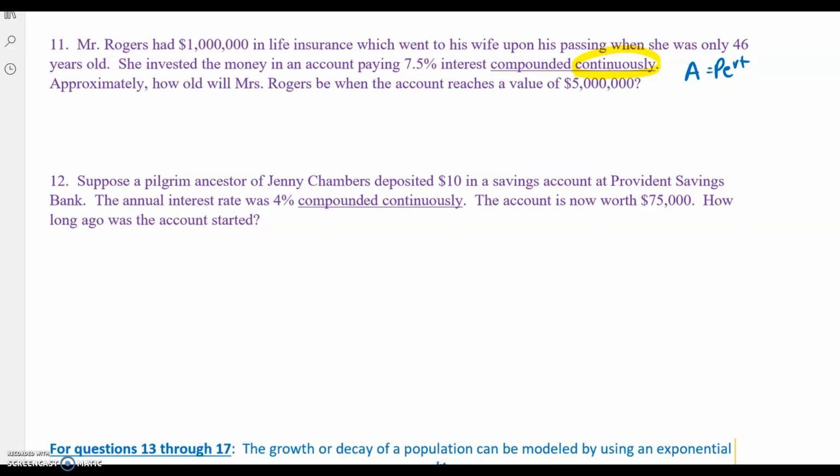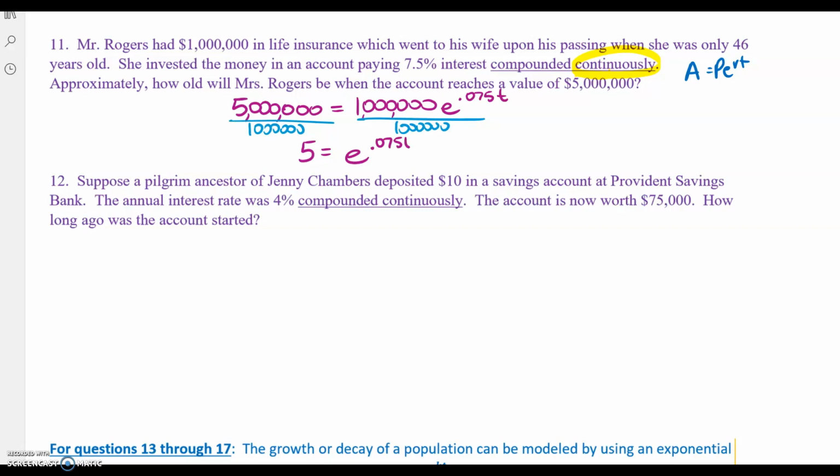Approximately how old will Mrs. Rogers be when the account reaches a value of $5 million? So our final amount here is $5 million. One more zero. And our starting amount was $1 million. Our interest rate is 7.5%, which we will represent as 0.075, and we want to solve that for t. So to solve this for t, I'm going to divide both sides by a million. And that gives me 5 is equal to e to the 0.075t.